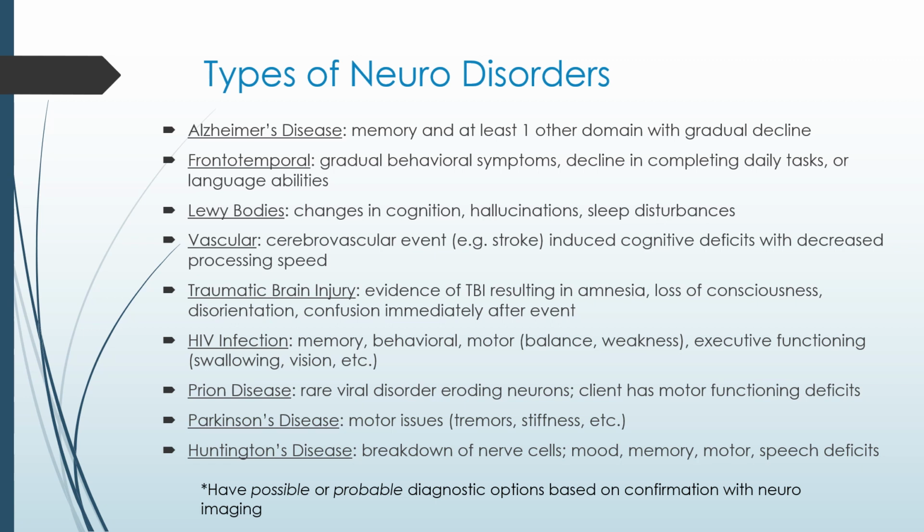Frontotemporal neurological disease has more to do with behavioral symptoms as opposed to memory loss. So this is gradual changes in behavioral symptoms and decline in your ability to complete daily tasks or use language. As it sounds, we're seeing a lot of decrease in cognitive ability to do with the frontal lobe and the temporal lobes of your brain. Their jobs are doing things like decision-making, impulse control, and emotional regulation. And so we're seeing gradual decline in those things.